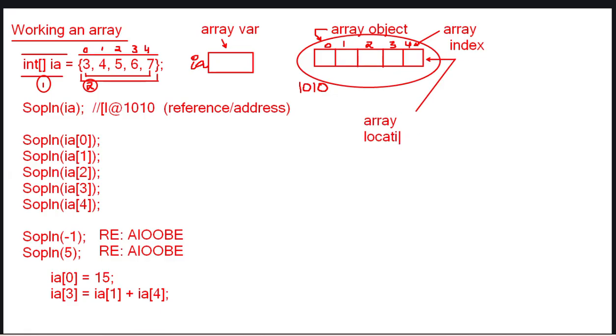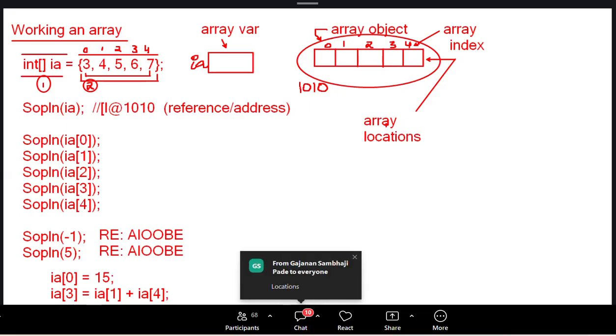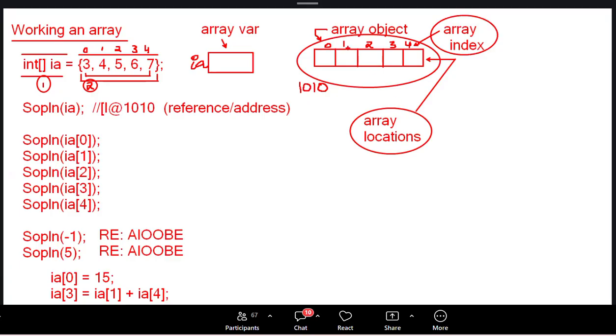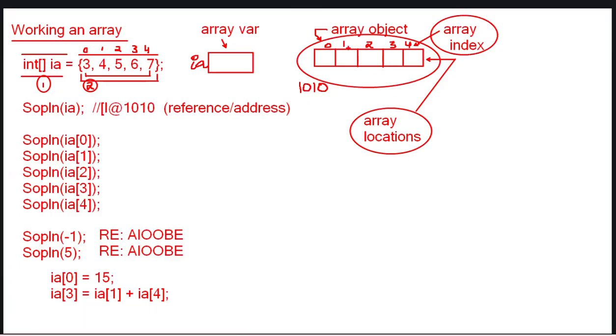Array locations. They are not called variables. They are called array locations or array memory locations. Why are they not called variables? If you want to call something a variable, it should have a name. A variable is a named memory location. Because there is no name, only an index number, we just call it a location.